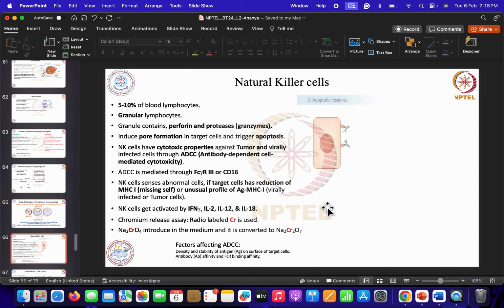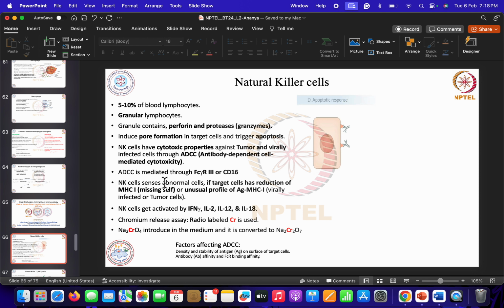So we'll get to know about natural killer cells. Natural killer cells are 5 to 10% of blood lymphocytes. These are also granular. Granules contain perforin and proteases, which induce pore formation in target cells and trigger apoptosis. NK cells have cytotoxic properties against tumor and virally infected cells through antibody-dependent cell-mediated cytotoxicity, which is mediated through Fc gamma receptor or CD16.